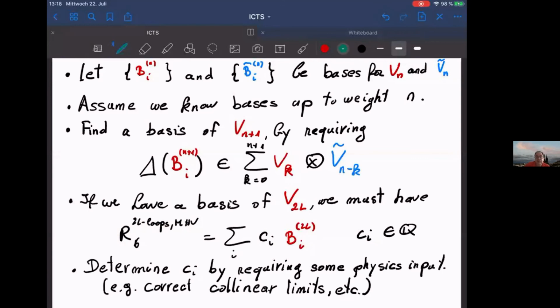So how can you determine the coefficients? There you have now to put in some physics, in the sense that you have to put in that you are in the right theory, for example, N equals 4 super Yang-Mills. But you can do that, for example, by looking at limits. For example, you look at collinear limits or other kind of limits, high energy limits. And it turns out that that determines the amplitudes uniquely.